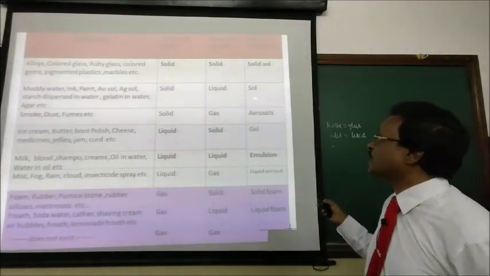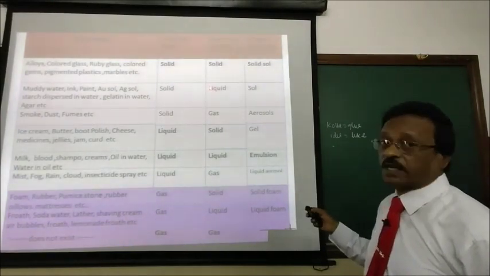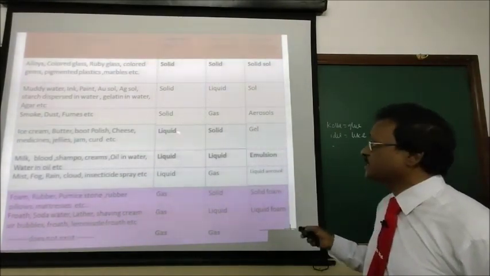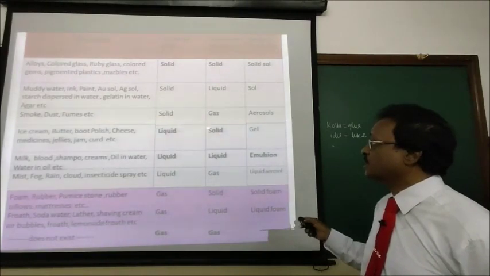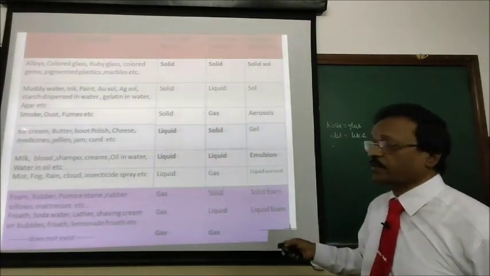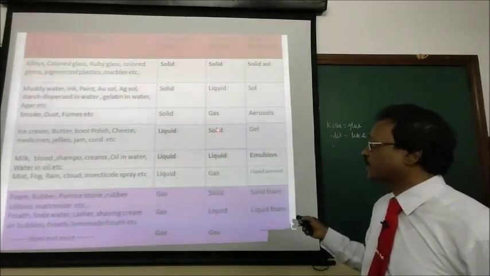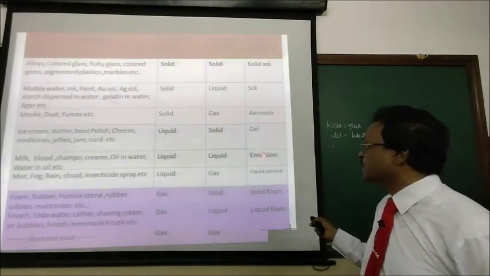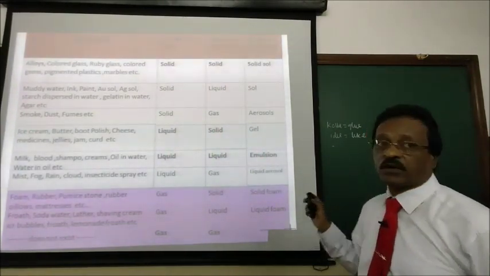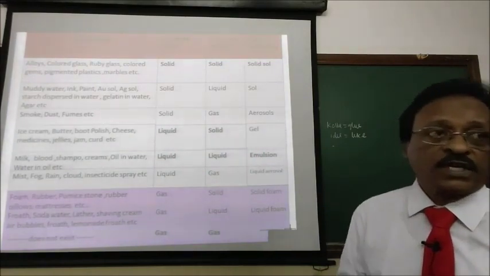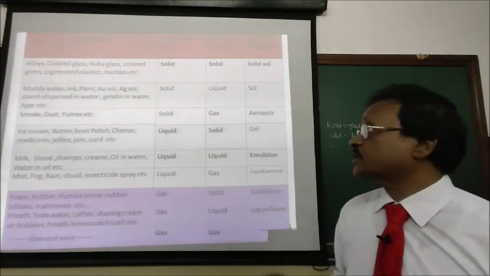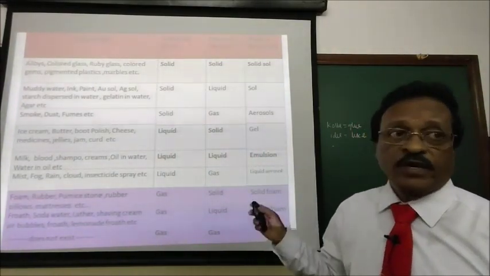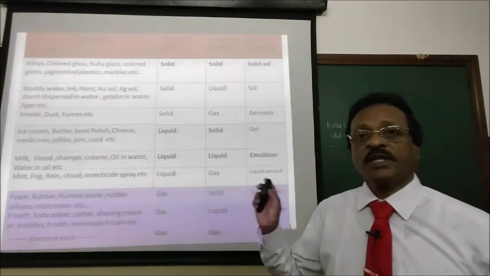Like I said, mainly sol. Sol is solid dispersed in liquid. Or gel, I will take. Gel is liquid dispersed in solid. You can imagine ice cream or toothpaste, liquid in solid. Then the emulsion, liquid dispersed in another liquid, is part of the emulsion. Based on the physical state of the dispersed phase and dispersion medium, a number of examples are given for the colloidal system.